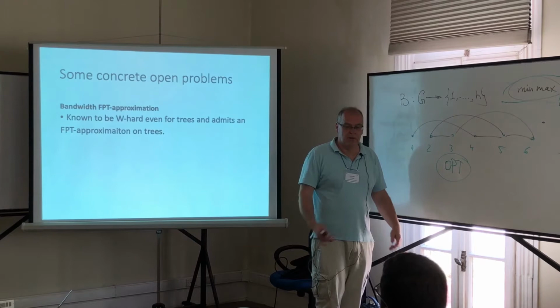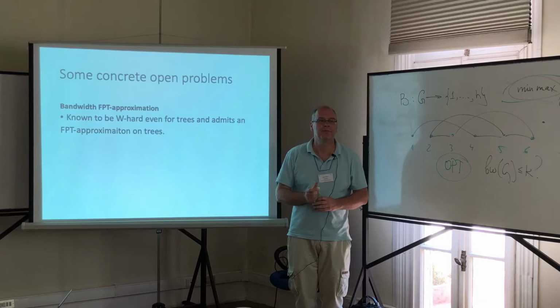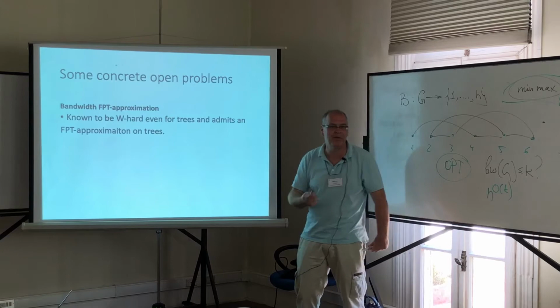Okay, so then, good question. So then I ask if the bandwidth of a graph G is at most k. This is the parameter. And the problem is in XP. So there is an n to the O of k algorithm. You have to do dynamic programming. It should be clever dynamic programming, but still it's dynamic programming. So the problem is in XP.